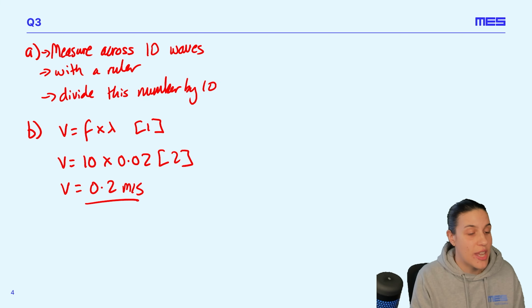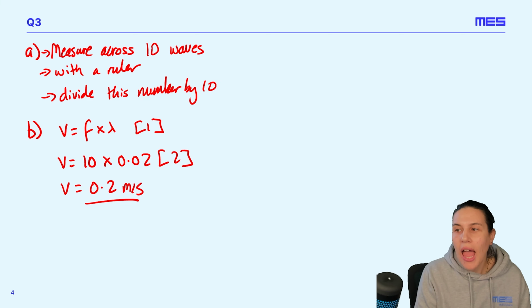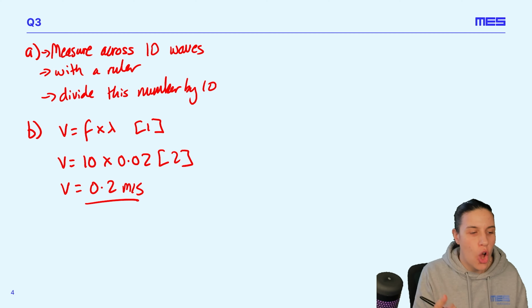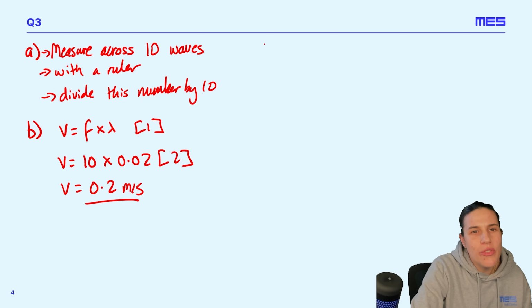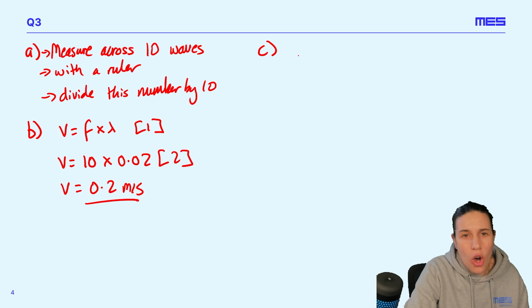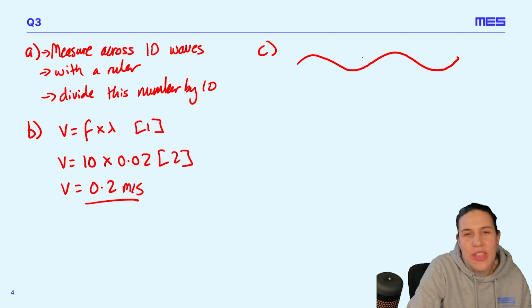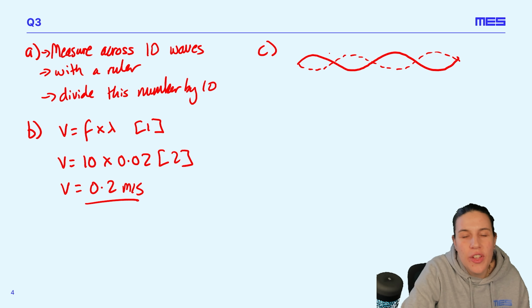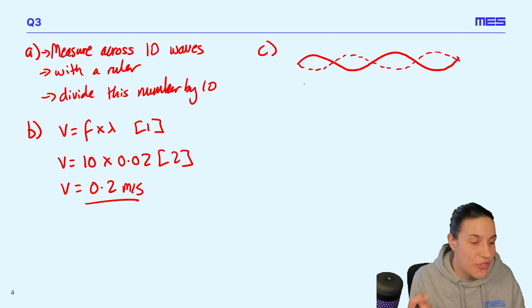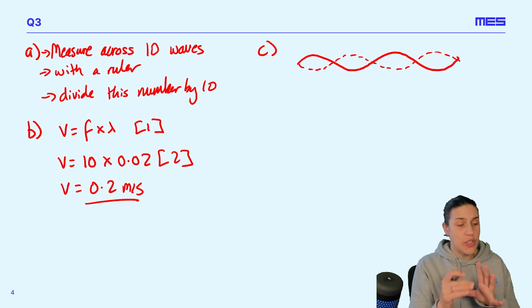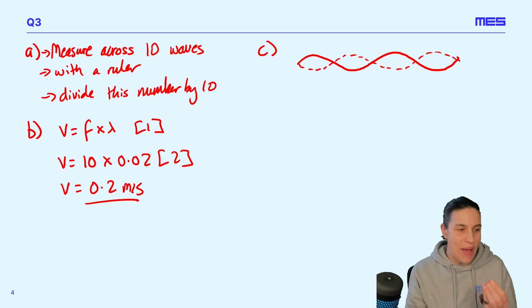Right, the student has now changed their practical, so they're now looking at the waves on a string. And we need to describe how the student can measure the wavelength of the waves on a string. So what we've got here is what's sometimes called a standing wave. So you get these patterns when the wave is sent along the string and then it reflects. So the filled in line is the wave going along the string. The dotted line is the wave reflecting, okay? And these waves kind of join together to make this pattern.